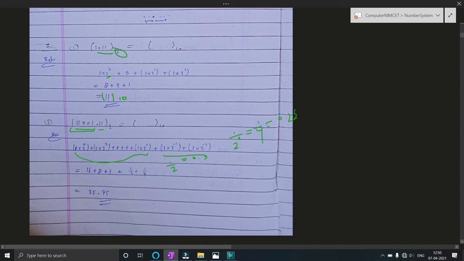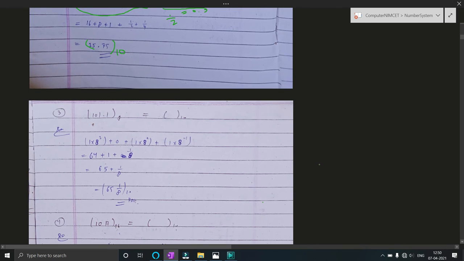Now just add it: 16 plus 8, that is 24, and 1.25 and 0.5, so 25.75 and 0.25... so 25.75. So this is how we have converted the binary number system to the decimal number system. So we can convert any number system into the decimal number system. Now let's take some more examples to make things very clear.